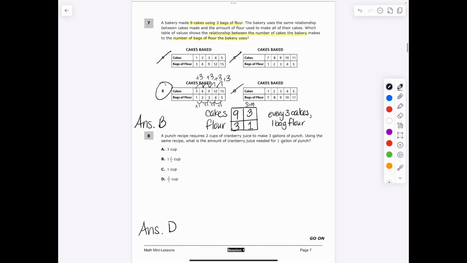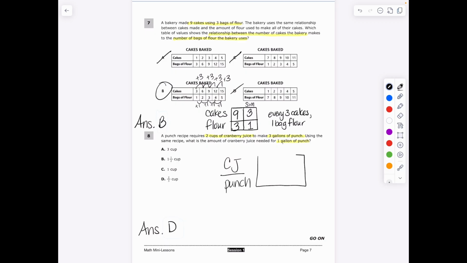Let's look at 8, which is another ratio problem. A punch recipe requires 2 cups of cranberry juice to make 3 gallons of punch. Using this recipe, what is the amount of cranberry juice needed to make 1 gallon of punch? Okay, so we're doing cranberry juice, CJ, and punch. That's the relationship we want.